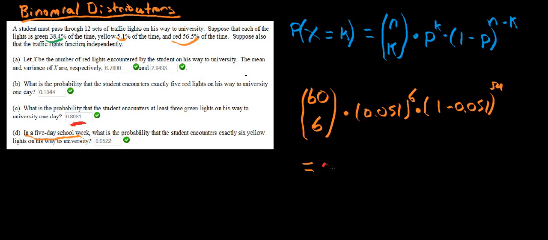We would get an answer of around 0.05215 or so. But if you want to have it to 4 decimal places, it would be 0.0522, which is what we got over here. That is how you find the answers to these questions regarding binomial distributions.